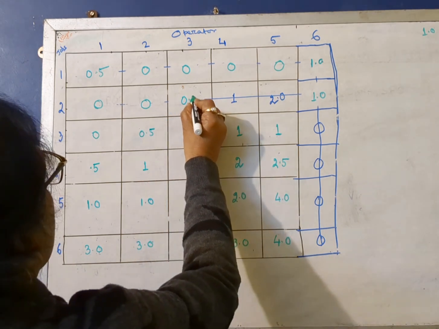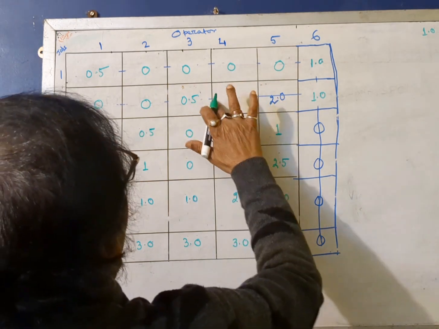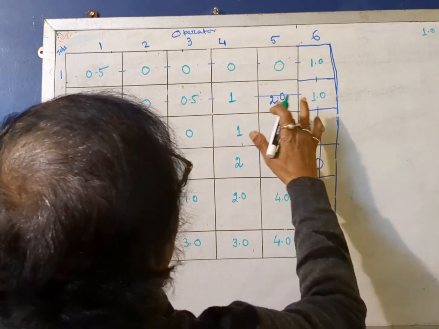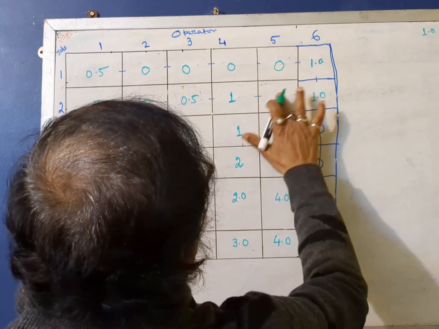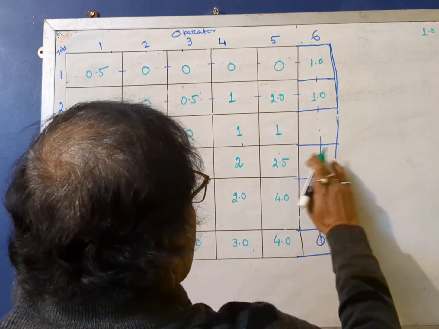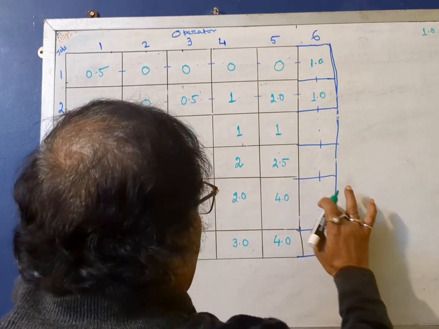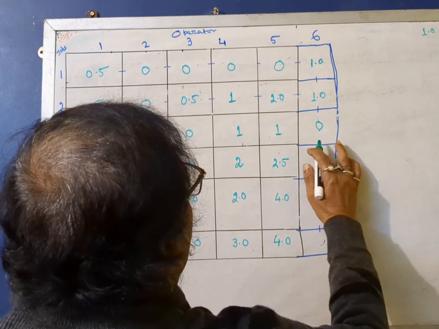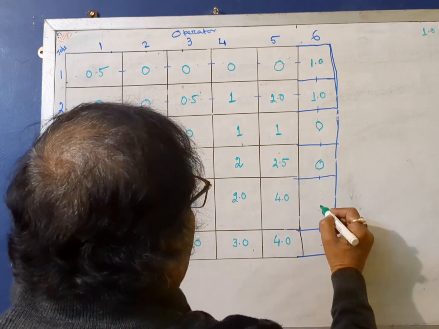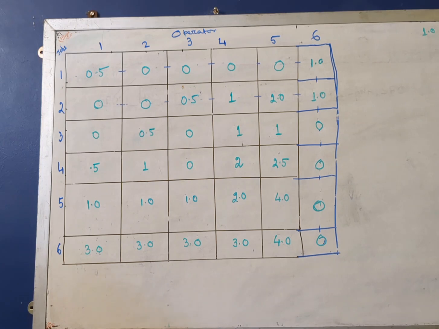0.5, it will not change. 0.5, and that will be 1. It is 1, and this is 2.0. No change. Again, this will also not change. All are zeros. That's why I am writing 0. Putting 0 here. 0, 0, 0, and 0. I am utilizing the same structure to save space. This will be the revised matrix after doing the process.